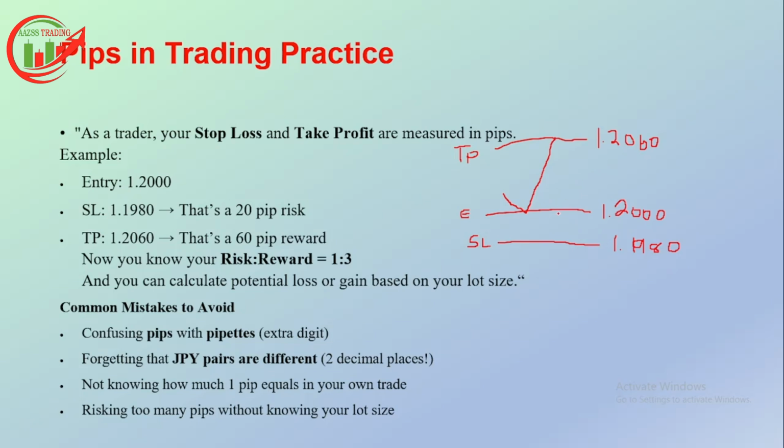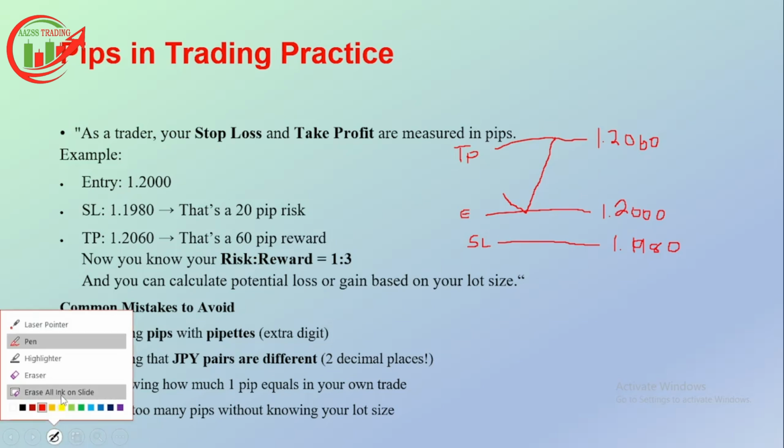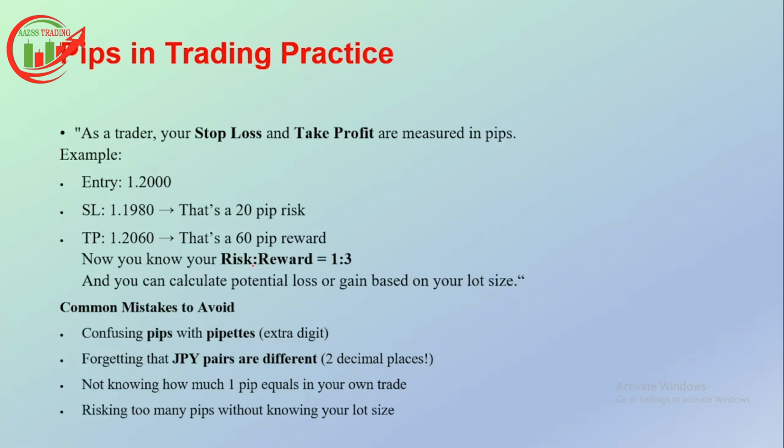If you're going in with a standard lot, you know what that means. You're going in with a mini lot, you know what that means. You're going with a micro lot, you know what that means. So now your risk to reward ratio is 1:3, right? You just lose one to make three. You understand? And now you can calculate potential loss and gain based on your lot size. I hope you can do that from the previous slide.